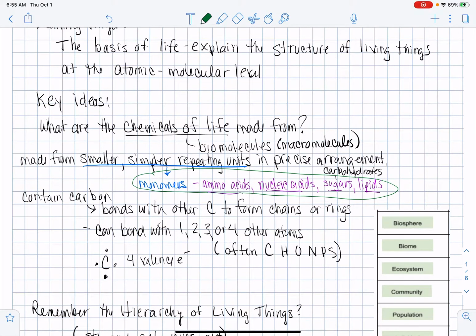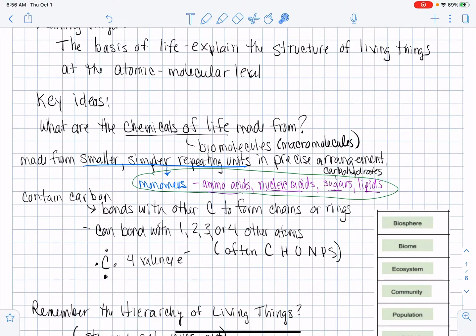They're actually biomolecules, which are macromolecules made from smaller, simple, repeating units in precise arrangements. Those small, simple units are called monomers, and the macromolecules are often called polymers, poly meaning many. So the main monomers that we want to look at are amino acids, right here. Those make up proteins. Nucleic acids, which make up DNA. Sugars and starches, which are carbohydrates. And then lipids, which are fats.